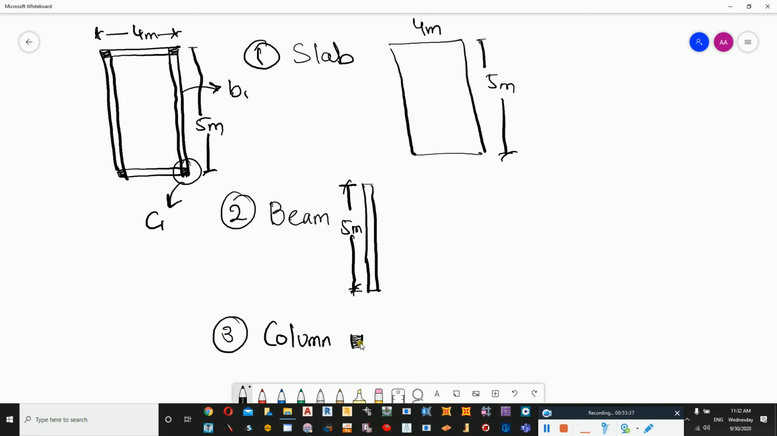Now for the slab, we know the dimension is 4 into 5. For the beam, we know that the length is 5 meters. For the column, we don't have any data on what our dimensions are. So normally, what do we have? We have width, depth, and length, or whatever we call it, height.